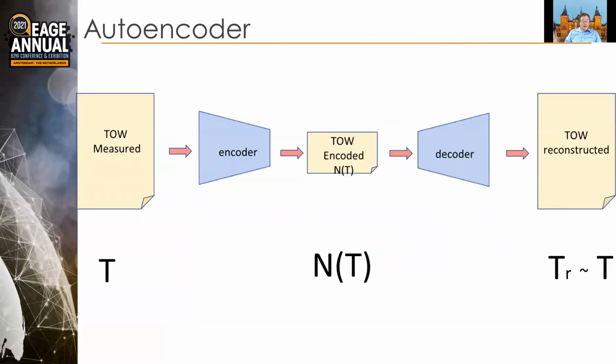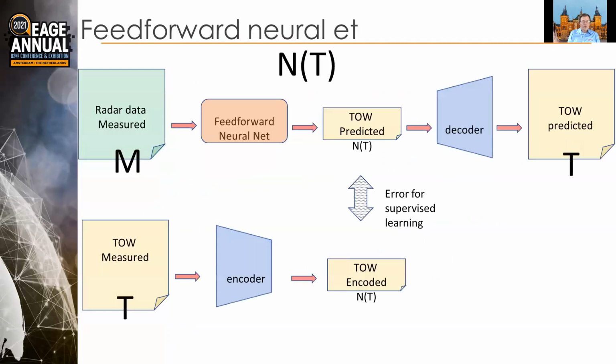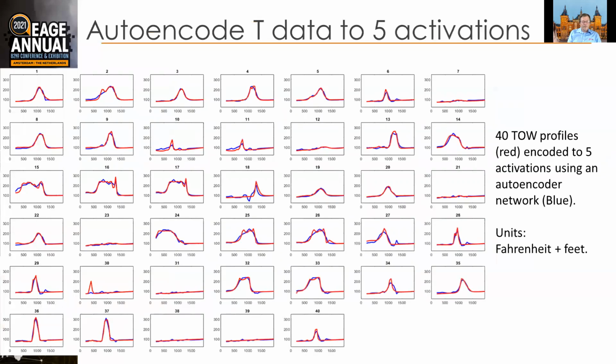Showed that already. So here's our autoencoder. We take our measured temperature, we encode it down to what turns out to be 5 numbers, and we save the decoder. So now from those 5 numbers, we can predict the temperature. Then we take our data, M, and we feed it to a feed-forward neural network, which does supervised learning on the 5 numbers from the encoded temperature wells. There are many parameters to adjust, of course, but those are technical details.